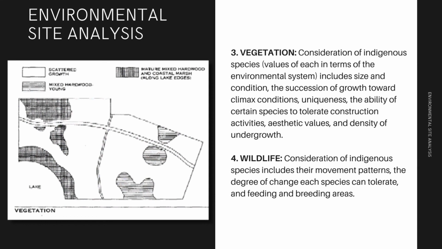air and noise pollution. Fourth is the wildlife. Consideration of indigenous species includes their movement patterns, the degree of change each species can tolerate, and feeding and breeding areas. So, it is not only we humans who live here, but also animals. There is animal-friendly architecture, and there are those that do not favor them.